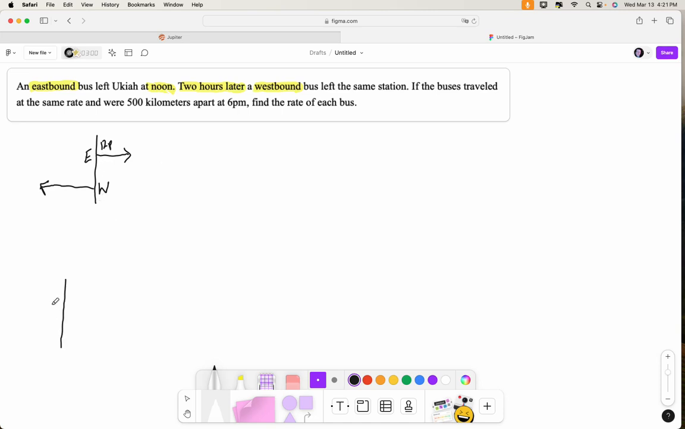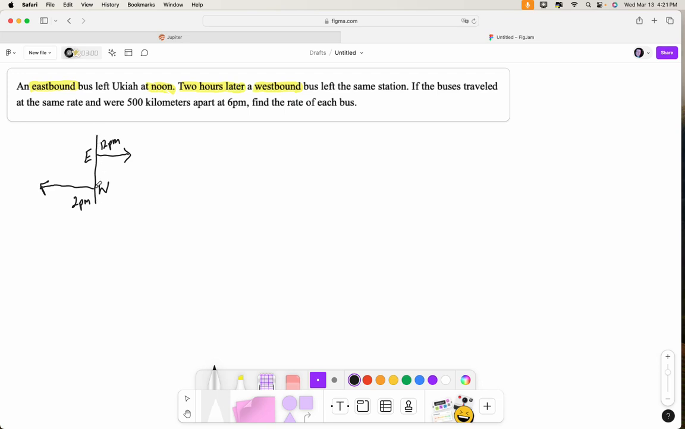It's like the little compass you have when you're out in the woods: north, south, east, and west. If you know that, it'll help you. You really need to know your directions in order to answer these types of problems. So you've got your westbound bus, going the opposite direction, and he left 2 hours later. 2 hours after 12 is 2 p.m. So the eastbound bus left at 12 p.m., and the westbound bus left at 2 p.m. They're going in opposite directions, and they started in the same place.